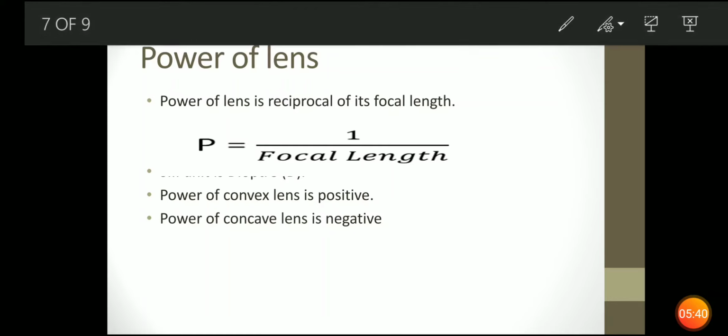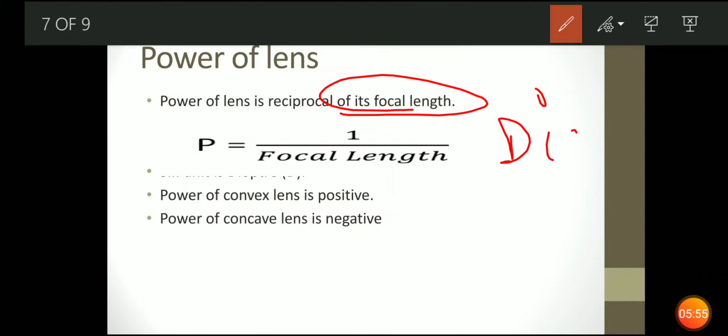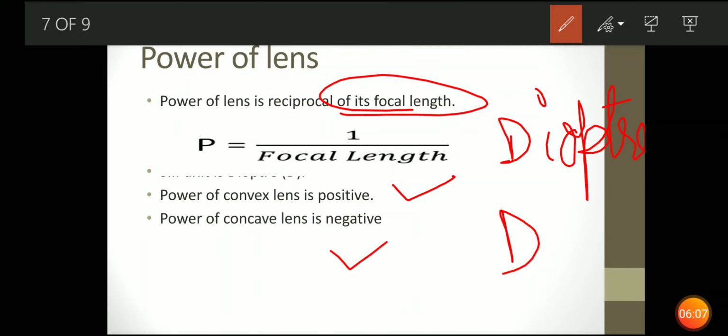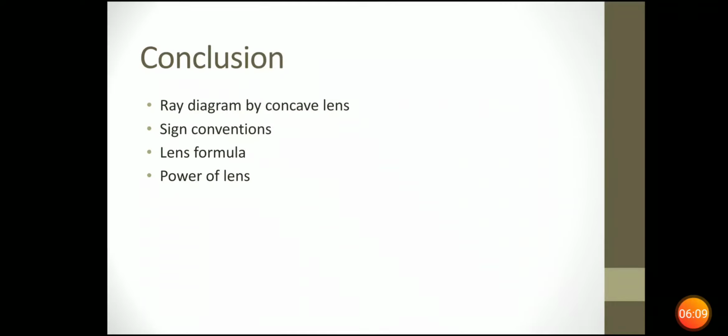Now what is the power of the lens? Power of a lens is the reciprocal of focal length. Focal length का just opposite, means आप उसको reciprocate कर रहे हैं कि आपका लेंस कितनी पावर का होना चाहिए. Now it has an SI unit as diopter, denoted by D. Power of a convex lens is positive. ये भी हमने पीछे देखा. Power of a concave lens is negative. Now what we have studied about ray diagrams by concave lens, sign conventions, lens formula and power of lens.